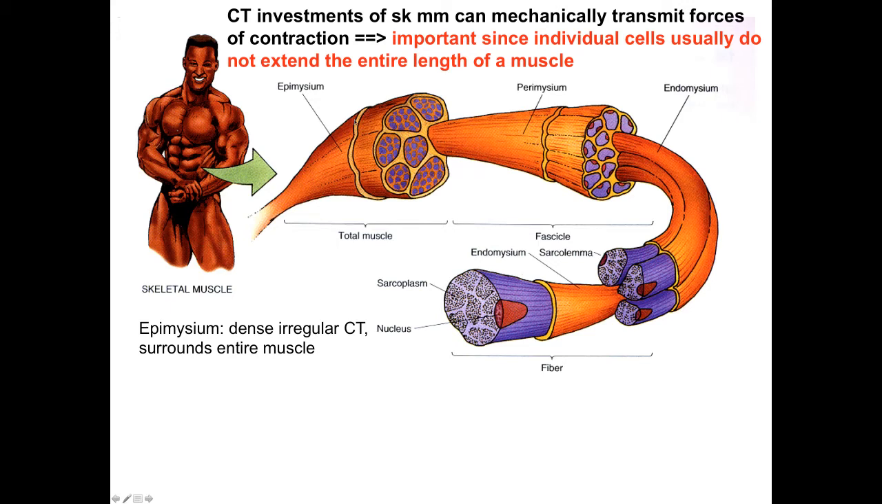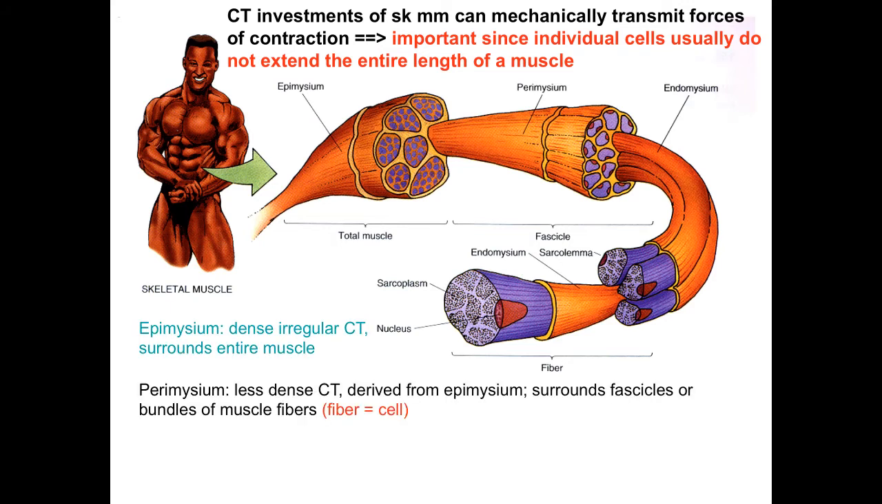And so that's what's depicted on the cartoon here. And if you think about what you did in gross anatomy as you were dissecting the muscles in the limb, if you were to take with your forceps and pick up a large individual anatomically named muscle, you'd be grabbing onto the epimysium. It's a dense, irregular connective tissue surrounding the entire muscle. From the epimysium, you get a perimysium, which is a less dense connective tissue. This is derived from the epimysium. It surrounds fascicles or bundles of muscle fibers. And remember, the fiber is a muscle cell.